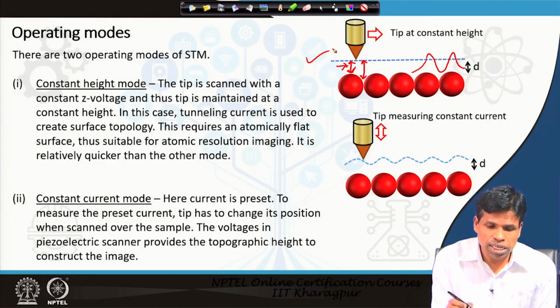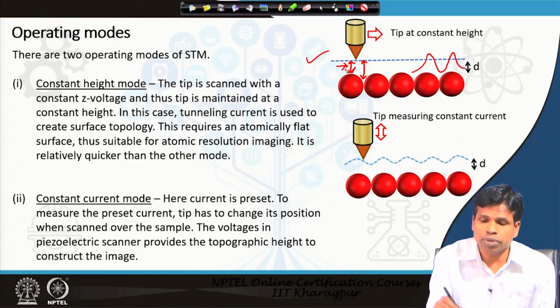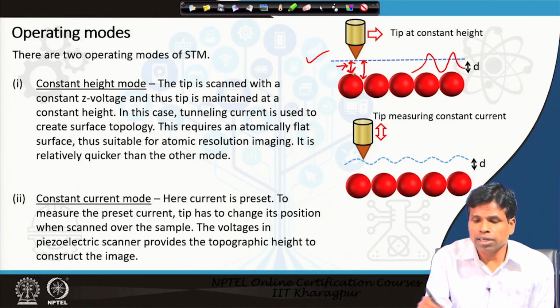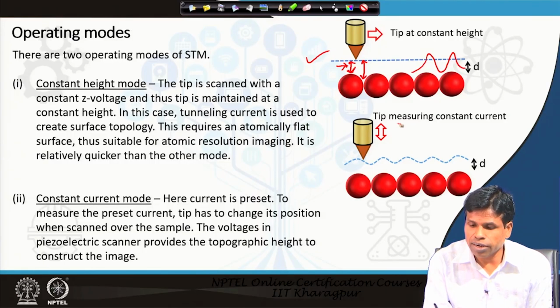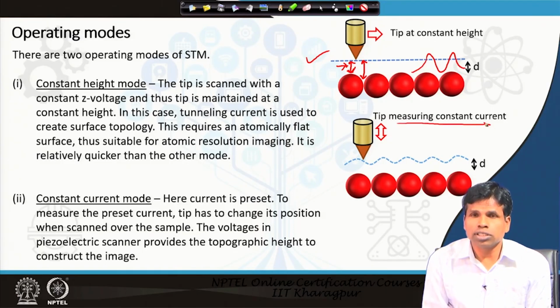And this mode can provide atomic resolution images, because we directly measure current in the level of picoampere to nanoampere, and thus it can give us very high resolution. And another mode is a constant current mode. Constant current mode is used for unknown samples or rough samples.